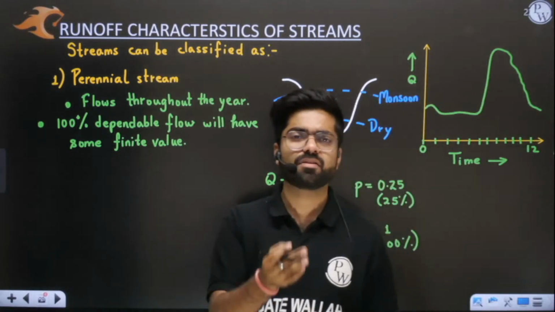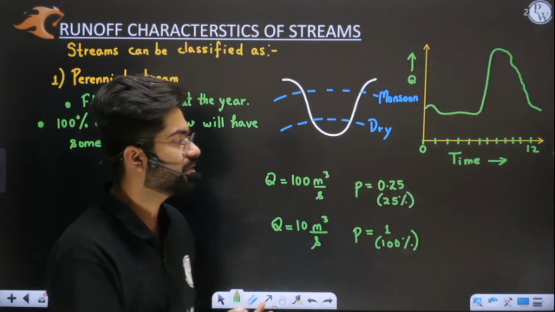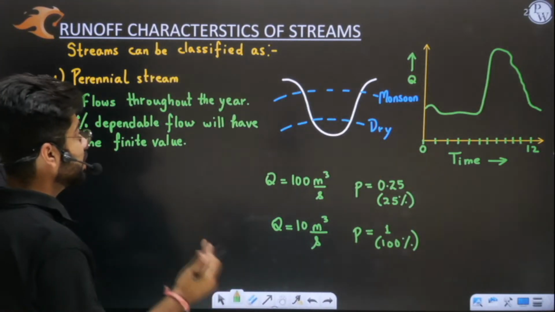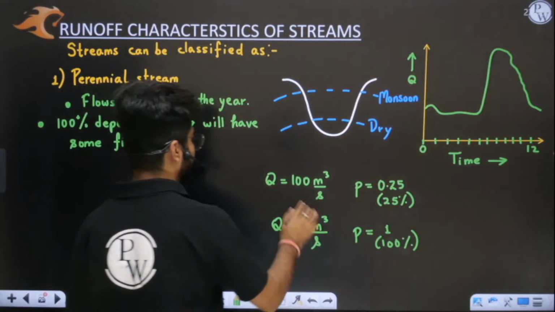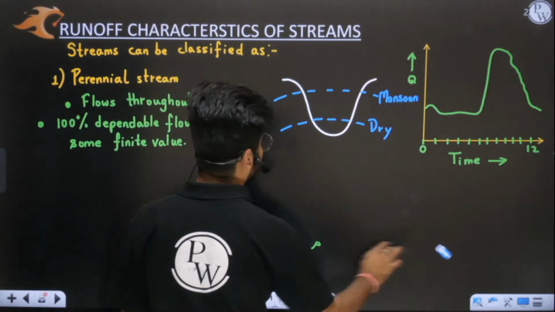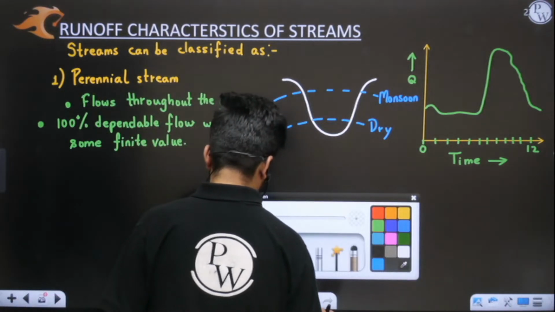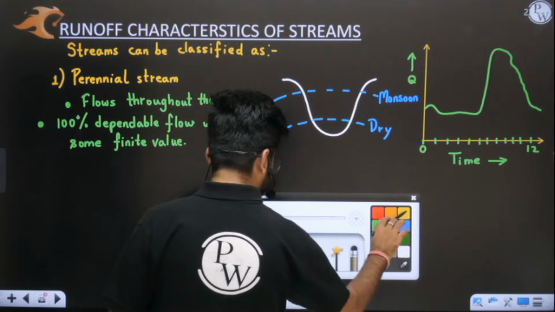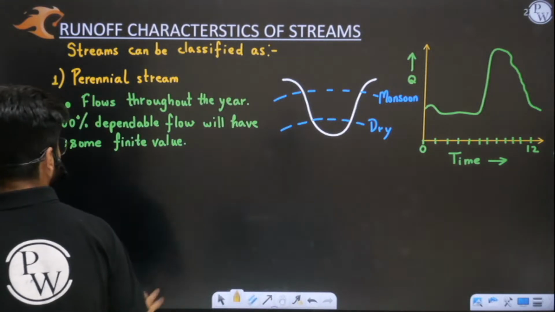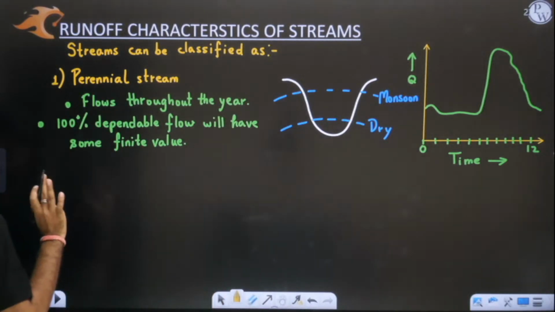Okay, at least it will have some kind of discharge, some finite value of discharge. But this is not the case with other kinds of streams, sir. Let me give you an example. Now I will take the example of an intermittent stream. Perennial stream is very clear to me.